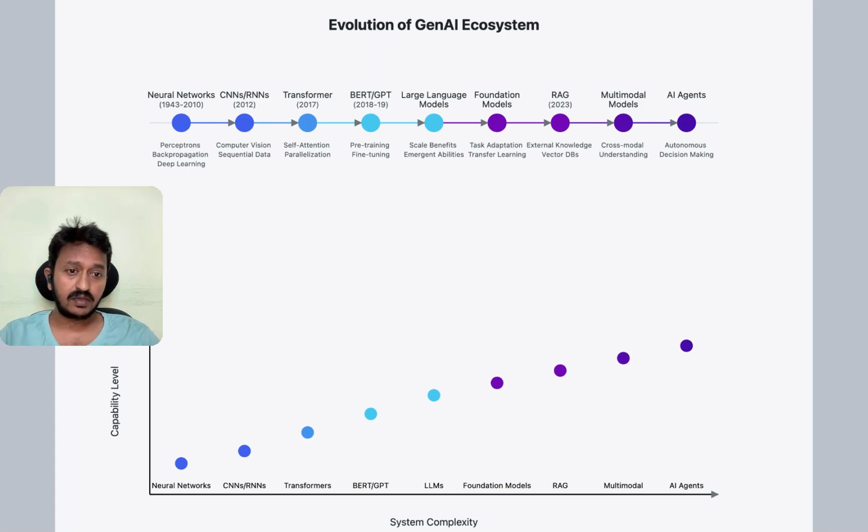And after CNNs and RNNs, we saw a big breakthrough, right? The transformer architecture around 2017. 2017 basically marked a revolutionary moment with the transformer architecture, because all the models that came before the transformer architecture did not have this self-attention mechanism.